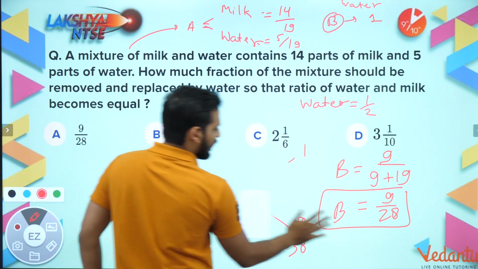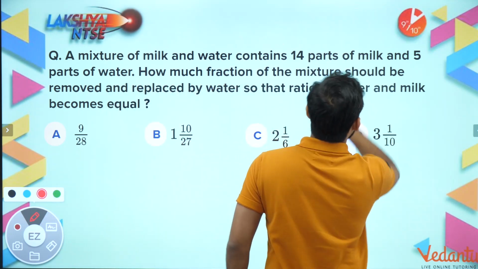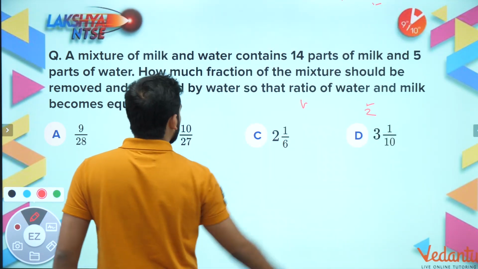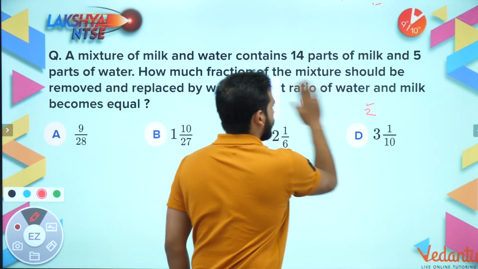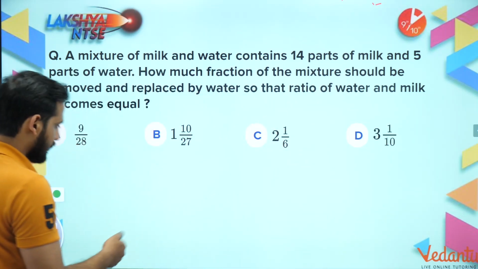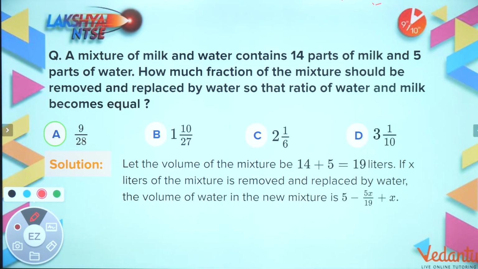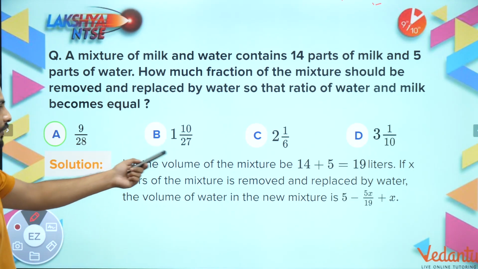You have to make some equations and solve them, and that's very exhausting, and there is a huge chance of making a mistake there as well. Okay, chalo. So the correct answer here is 9/28. This is the correct method, like this way also they can be done.